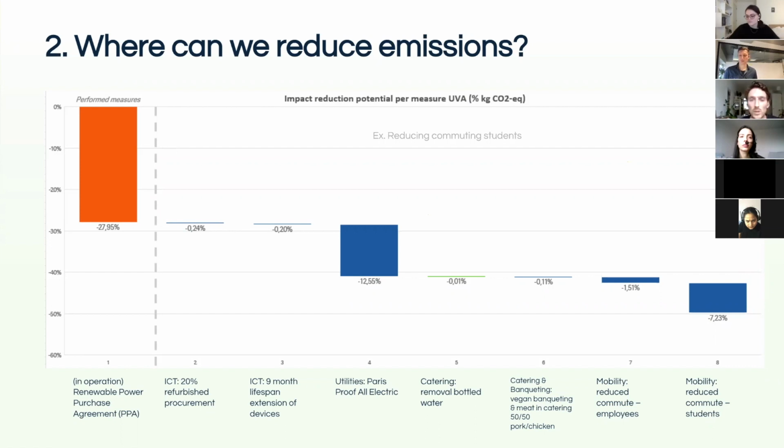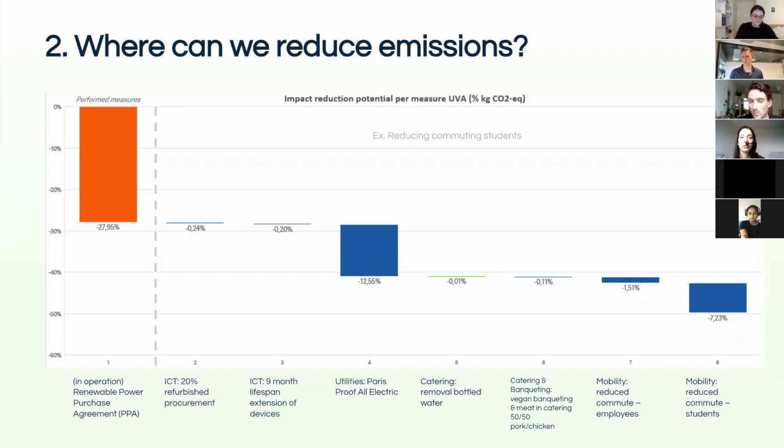How you can read this graph is basically that, think of the previous graph where we established the baseline. This is 0%, so that would be the baseline. And all these individual measures show what the potential is of executing it.